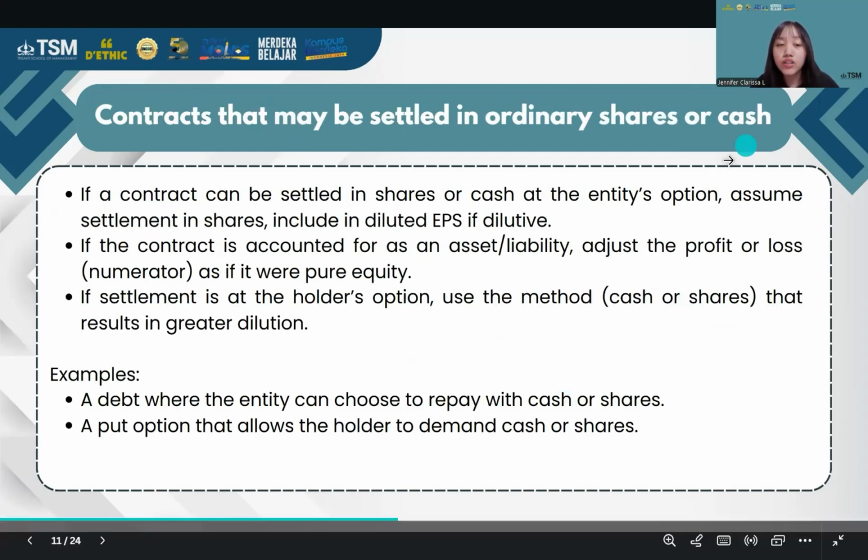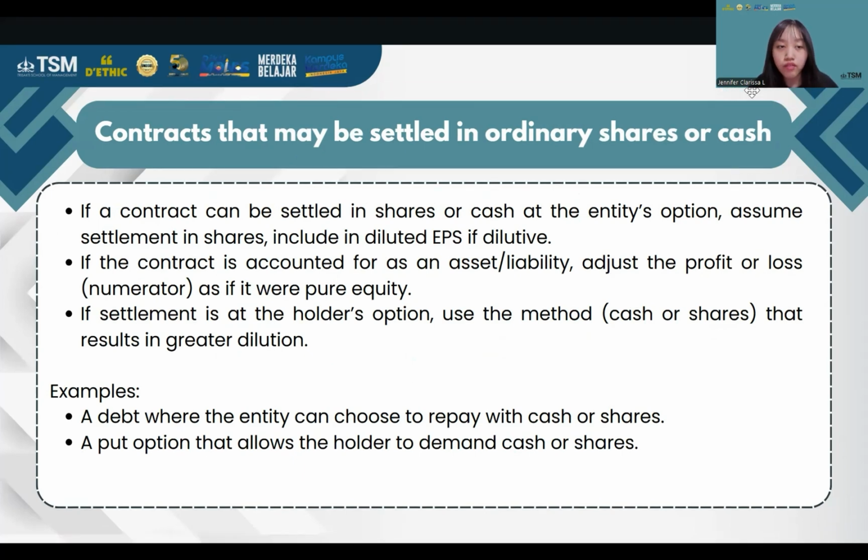Next one is contracts that may be settled in ordinary shares or cash. If a contract can be settled in shares or cash at the entity's option, assume a settlement in shares. Include in diluted EPS if dilutive. Second one is if the contract is accounted for as an asset or liability, adjust the profit or loss as if it were pure equity.